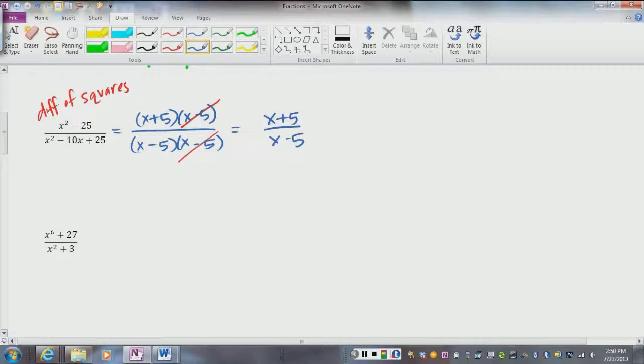And then I want to state any restrictions that I have. I'm looking at the factored form and asking myself, when would that denominator become 0? Well, that denominator becomes 0 when x is positive 5. So I'm going to just add here that x cannot equal positive 5.